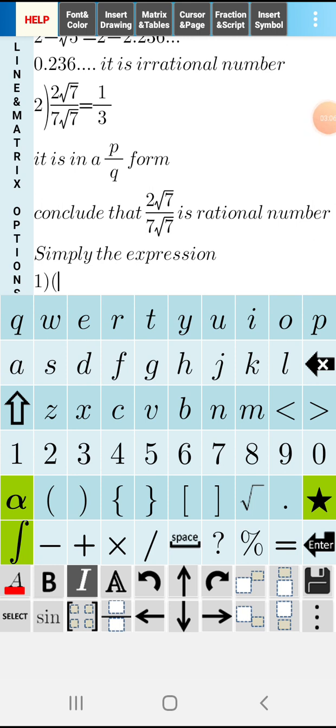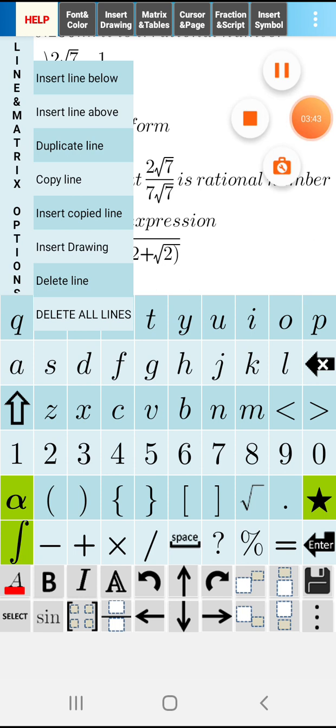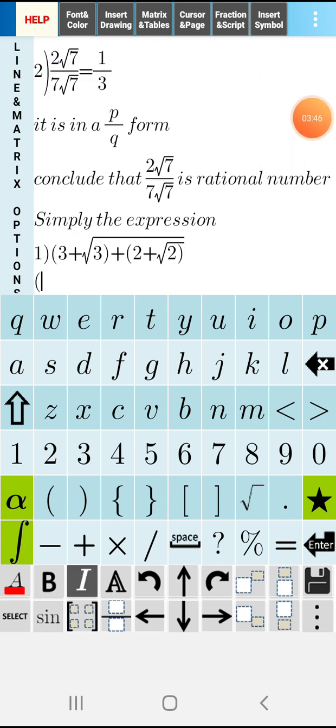The sum is bracket 3 plus root 3 bracket plus bracket 2 plus root 2 bracket. Leave that, it came mistakenly, that much big expression. So what you have to do is write bracket 3 plus root 3 bracket, plus bracket 2 plus root 2 bracket.